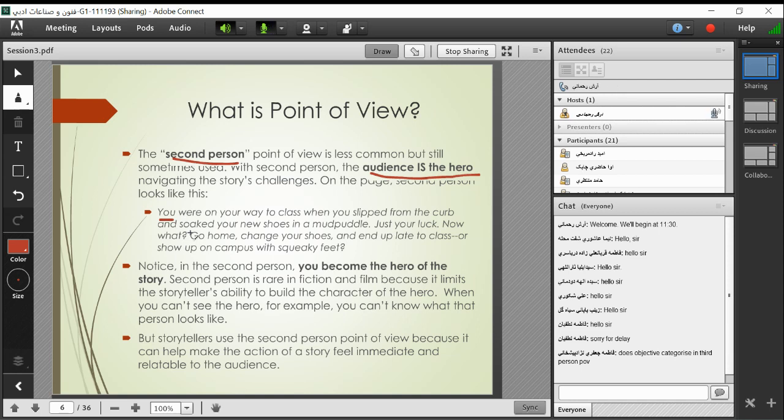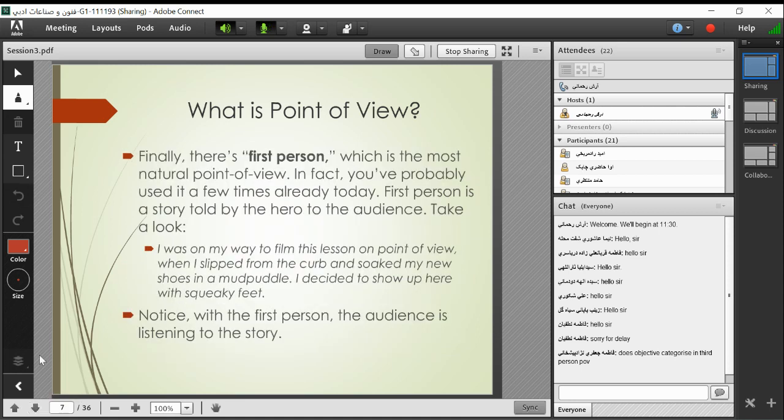So you were on your way to class when you slipped from the curb. It's as if somebody is telling what's happening to you, is saying what's happening to you. You are the reader. So you become the hero of the story. It is not used a lot by writers because there are certain limitations which they want to avoid. And so this one is probably the least popular of all the POVs that we have.